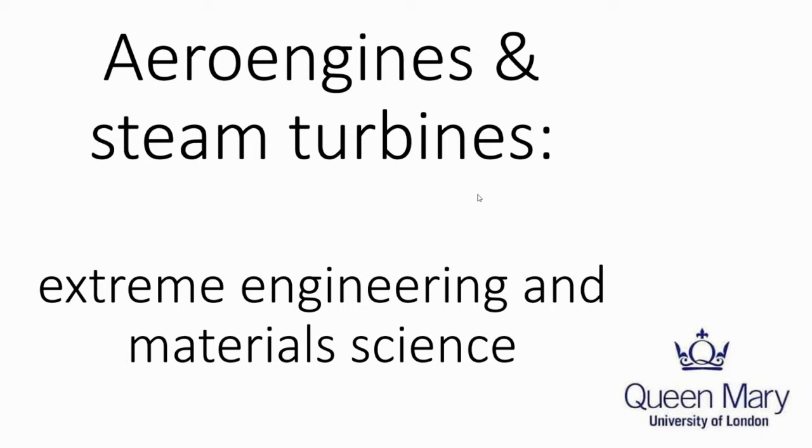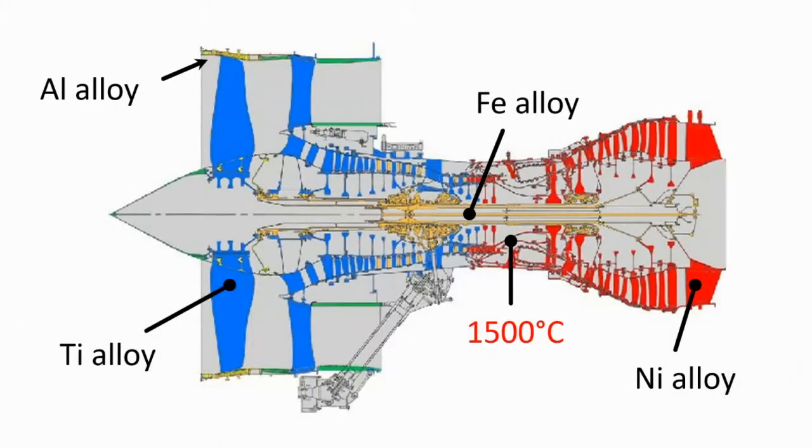I'm going to talk today about aeroengines and steam turbines. This is the Trent engine that goes on the big civil aircraft. And you see that there are a number of materials in there. There's the aluminium alloy, a thin sliver of aluminium alloy on the casing. Then there's the titanium blades in the front of the engine. These are massive blades, which basically are driven by the shaft to provide the thrust of the engine.